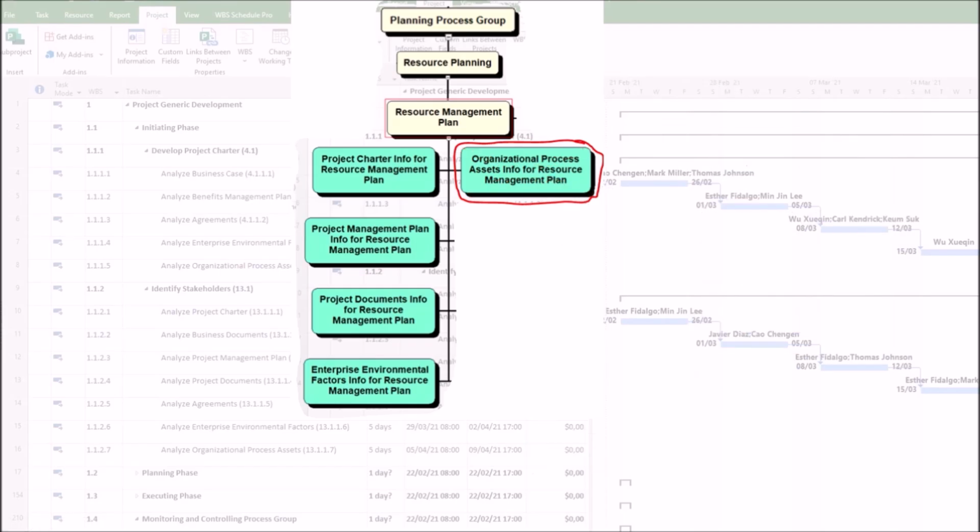In conclusion, a poor organizational process assets analysis doesn't just result in a bad document. It creates a resource management plan that is built on a foundation of assumptions rather than evidence. This flawed plan then cascades into every aspect of project execution, as follows.